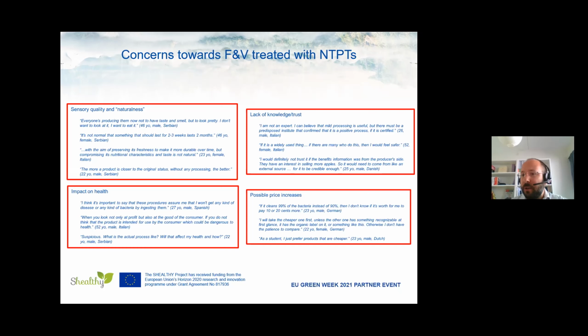Also, some consumers mentioned that they are concerned about a possible price increase due to this additional processing. A few people were actually worried that this could be just a marketing trick to increase the price of fruit and vegetables without necessarily having a substantial effect. So these were some of the themes that consumers came up with during the focus groups.